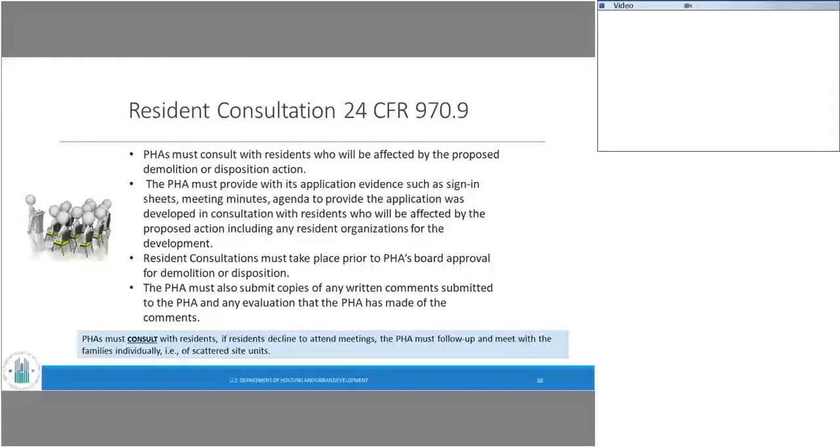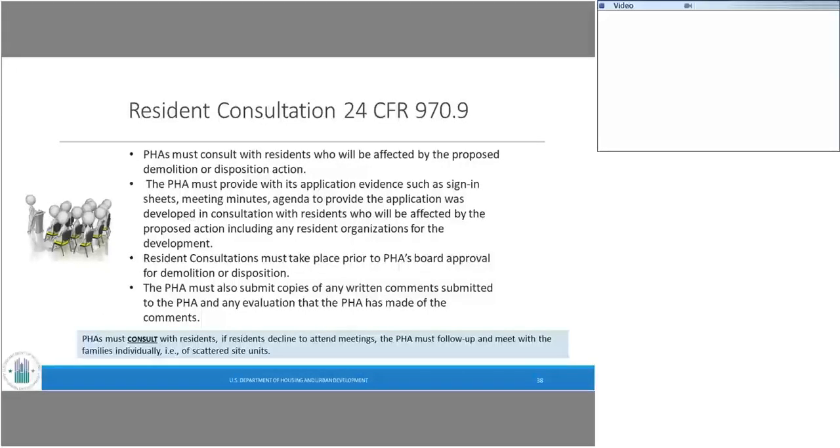According to 24 CFR 970.9, PHAs must consult with residents who will be affected by the proposed demolition or disposition action. The PHA must provide with its application evidence such as sign-in sheets, meeting minutes, and an agenda to prove that the development of the application was in consultation with the residents who will be affected by the proposed action, including resident organizations for the development. Resident consultations must take place again prior to PHA board approval for demolition or disposition. The PHA must also submit copies of any written comments submitted to the PHA and any evaluation that the PHA has made of the comments.